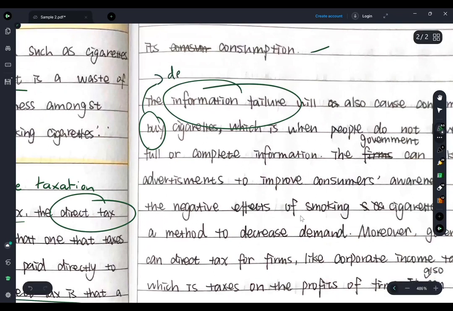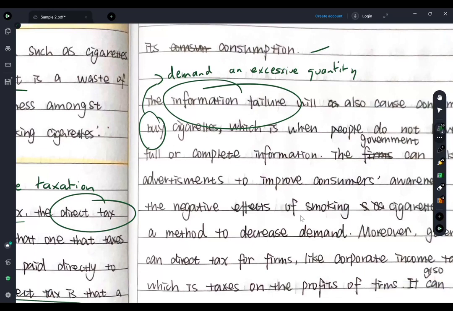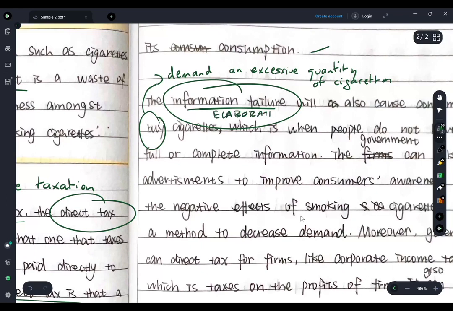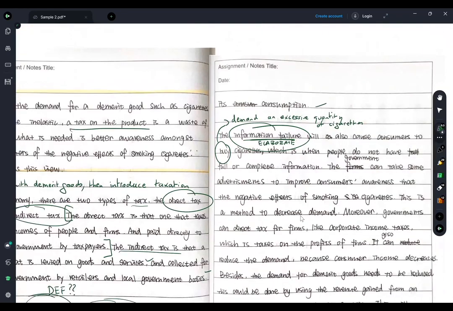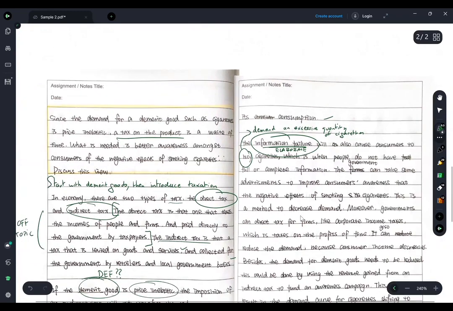The problem is that they demand an excessive quantity of cigarettes. So the demand is higher than what it would be if they had perfect information. So you have to compare perfect information versus imperfect information. And this should have been, more information should have been given about this information failure. The information is missing? Well, because the student has not even defined what a demerit good is.